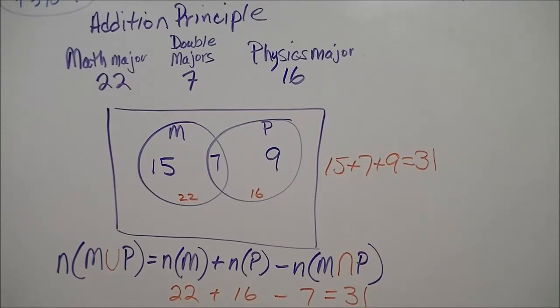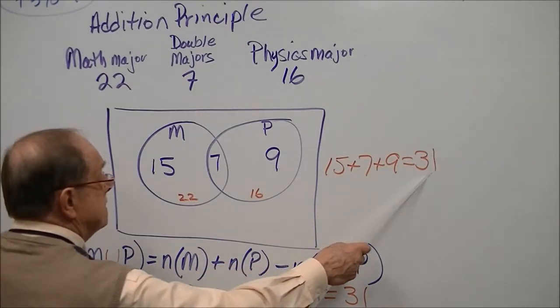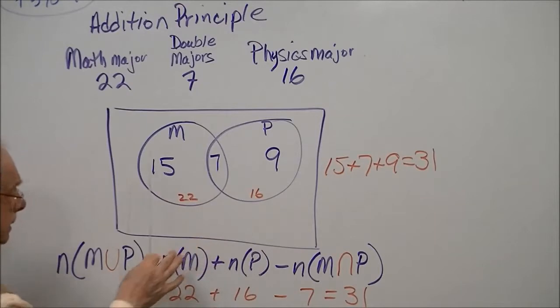So looking at the math in some more detail, here we have 15 plus 7 plus 9 is 31. Again, if you see it laid out like this, this is what goes on in the background, but now let's use our formula.